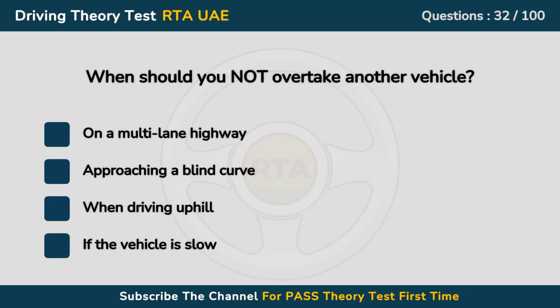A. On a multi-lane highway. B. Approaching a blind curve. C. When driving uphill. D. If the vehicle is slow. Answer is B. Approaching a blind curve.